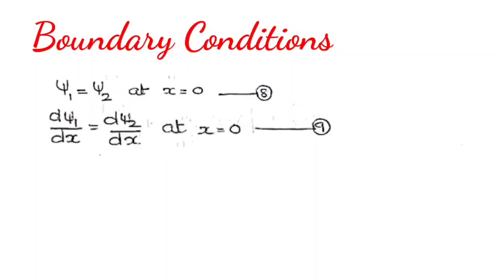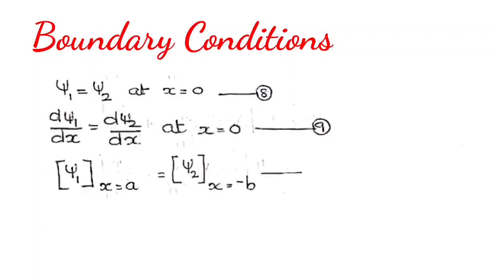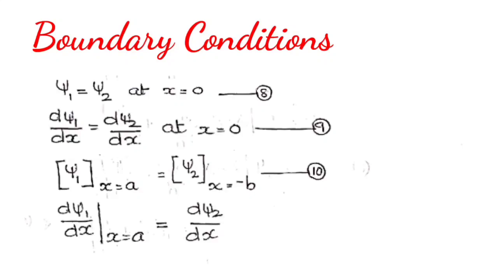Since the wave functions are continuous, we can also write ψ1 at x equal to a will be equal to ψ2 at x equal to minus b. This is another boundary condition, equation number 10. Similarly, we can also consider the change in wave functions: dψ1/dx at x equal to a will be equal to dψ2/dx when x equal to minus b. This is the fourth boundary condition, equation number 11.